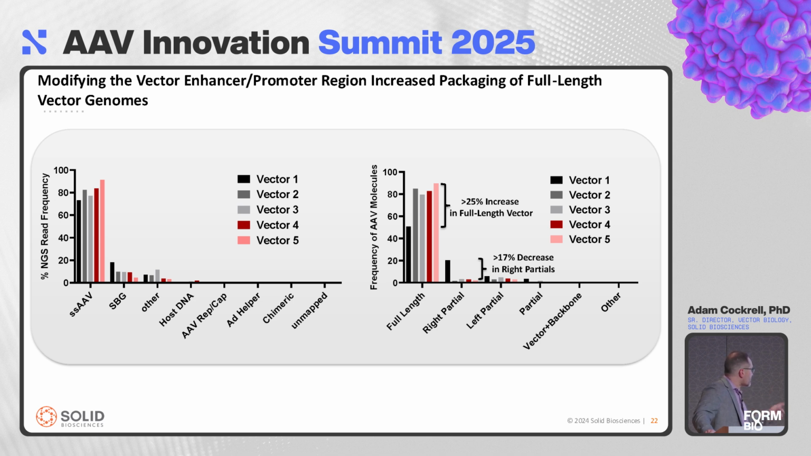And when you look at the right one, when you start to look at the full length, you can see that all 4 of those vectors give somewhere in the neighborhood of a 25% increase in the full length vector, while at the same time you're getting a compensatory decrease in the right partials of greater than 17% in all of those vectors. So it's suggesting that the predictions are matching what we would see real world when we start packaging these things.